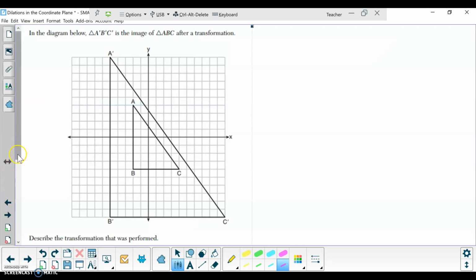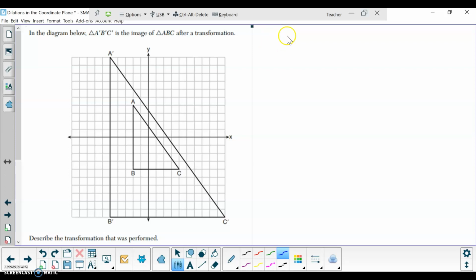All right, number 4. In number 4, they have the pre-image and the image graphed for you, and it says describe the transformation that was performed. Right now the only transformation that we've talked about is a dilation. So this is a dilation because it's a stretch, right? Our image is bigger than our pre-image.